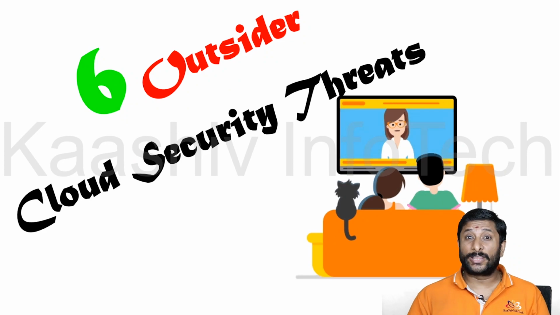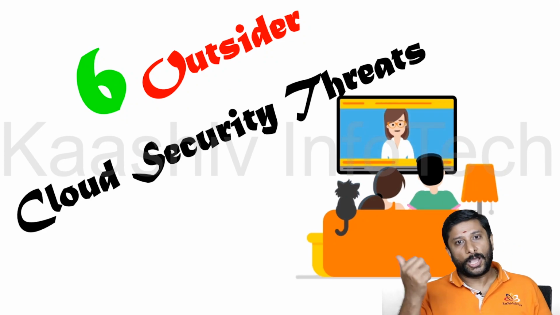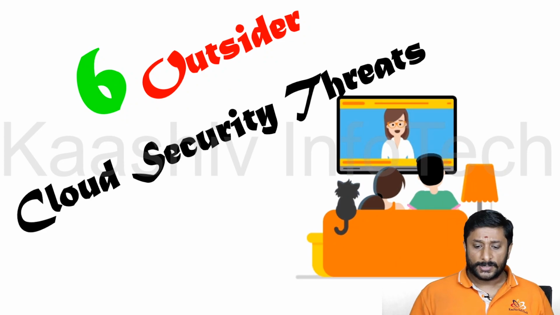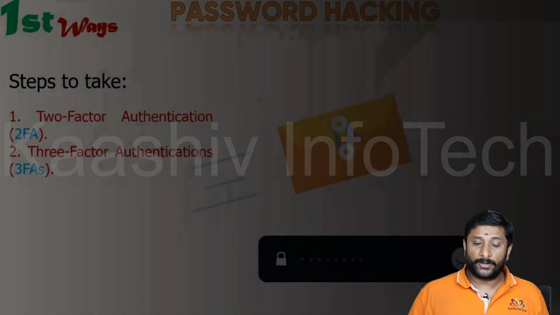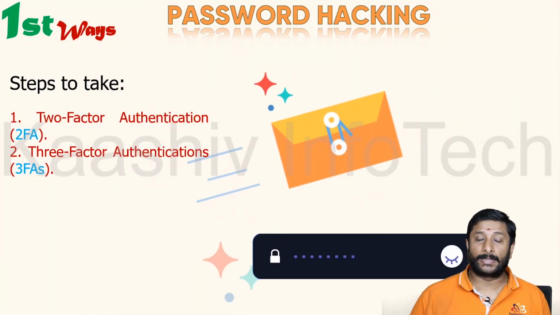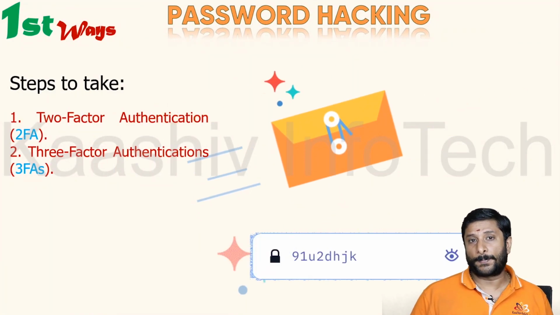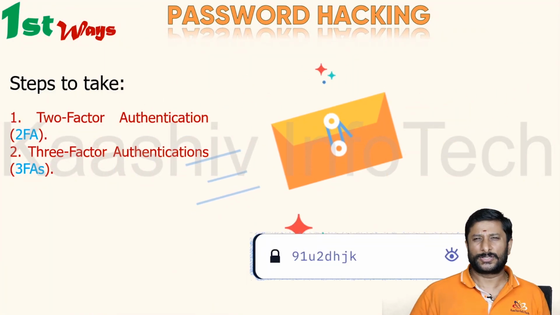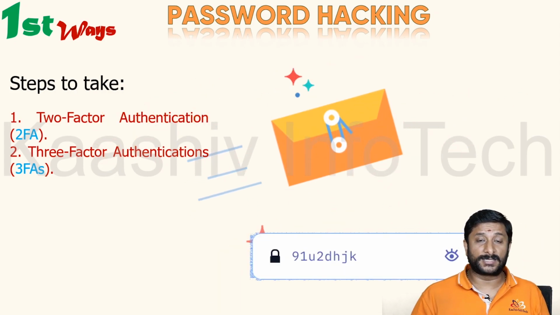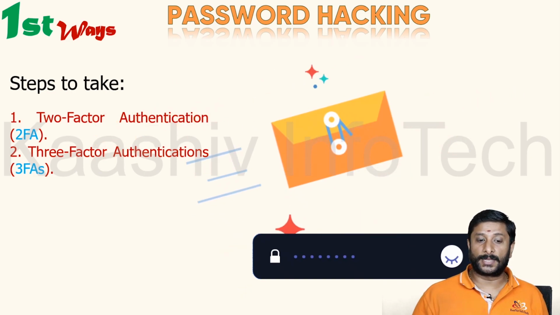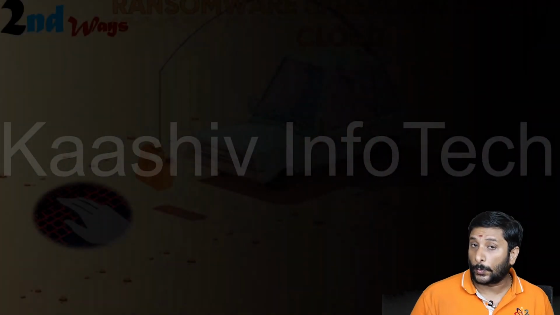Till now we have seen the insider threat. Let's talk about the outsider threat. Outsider threats are where outside people will be attacking. So what kind of threats are there? Password hacking. People will try to hack your passwords via social engineering, by calling you, checking your notepads, or sending you fake links. So you should be really careful.